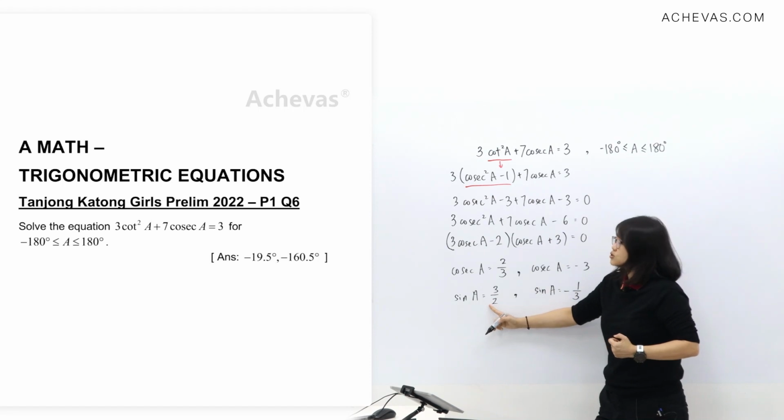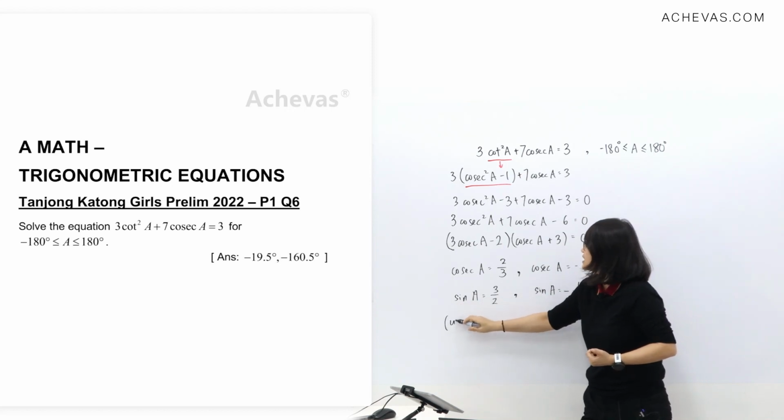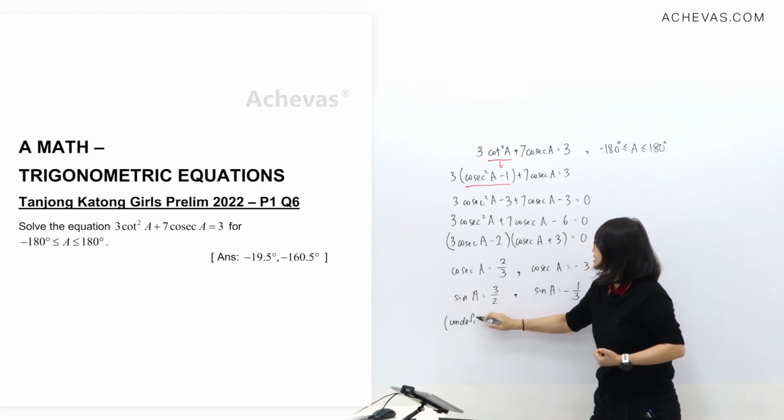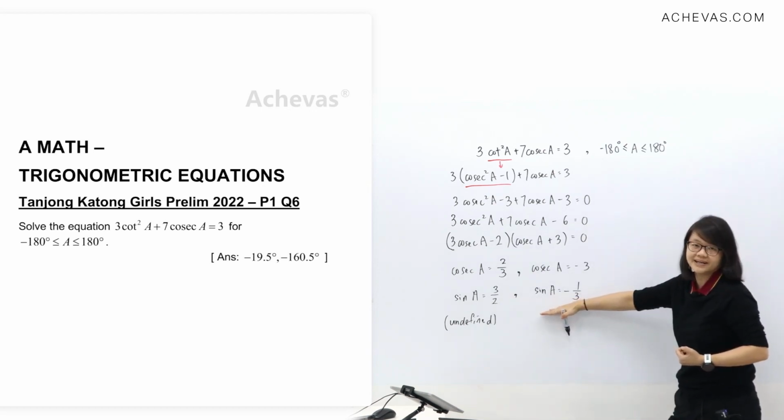Next. Now let's take a look at this one here. It's already more than 1. Anything more than 1 and less than negative 1 for sine does not have an answer. So let me just put an undefined here. And my focus now is going to be this one over here.